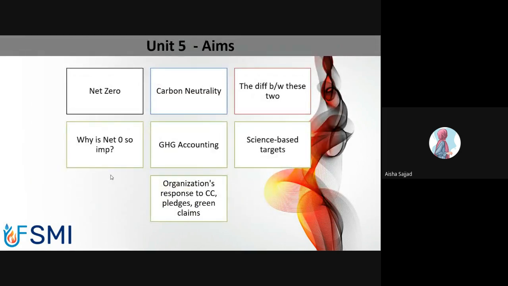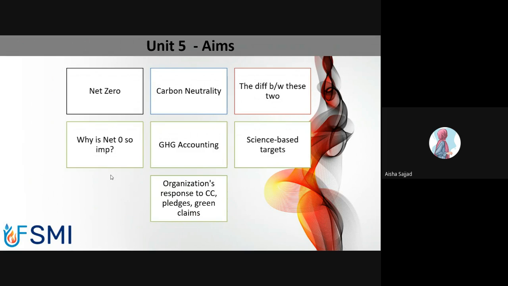What are the aims of this unit? The unit basically says that we want to focus, obviously, first of all, on what net zero is and how it can be achieved. What is carbon neutrality? And what is the difference between net zero and carbon neutrality? Because both of these look like really similar terms and are also used interchangeably, but in reality, there is just a little bit of difference between these two, which will be explored later.